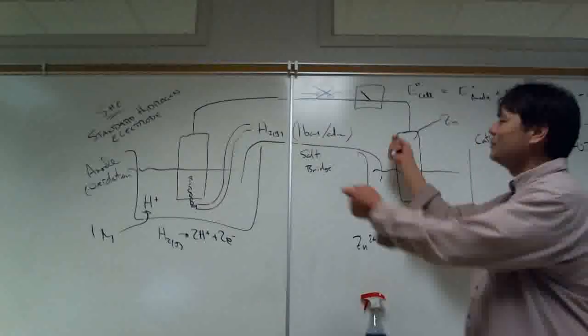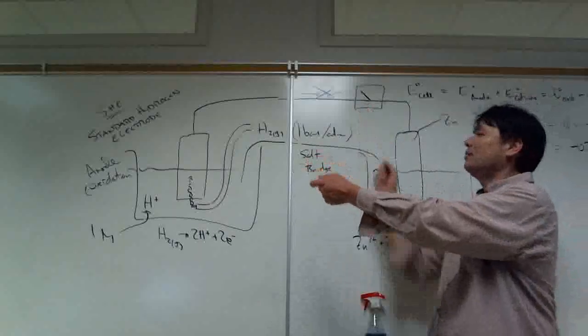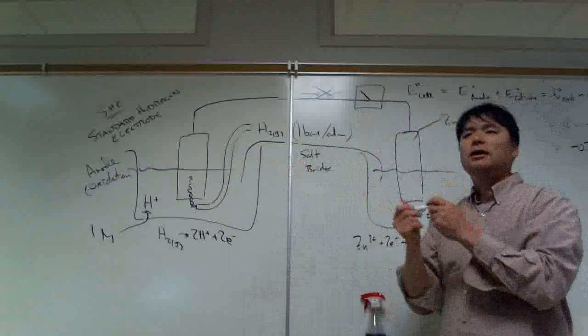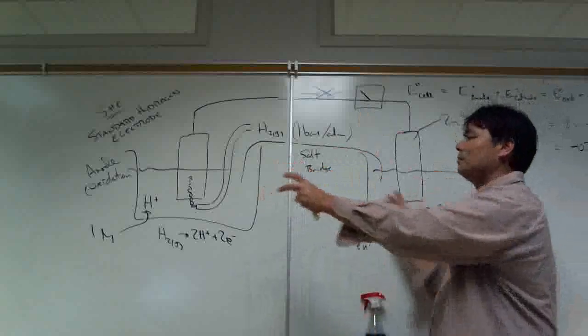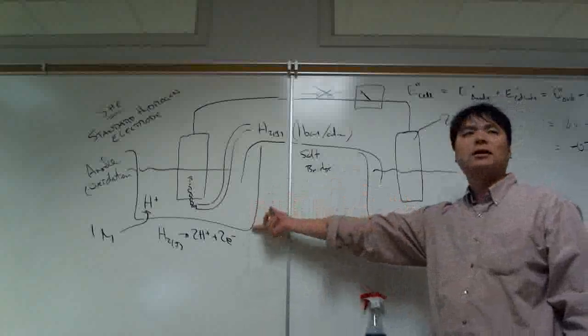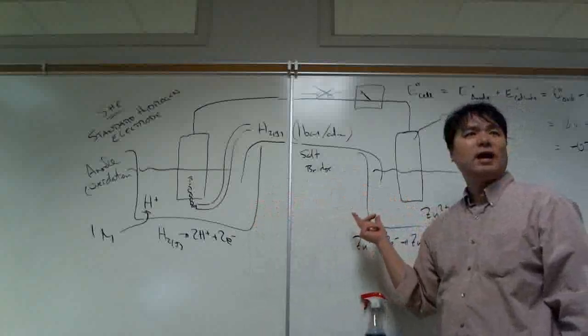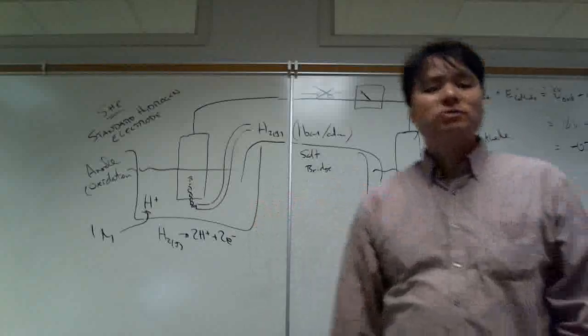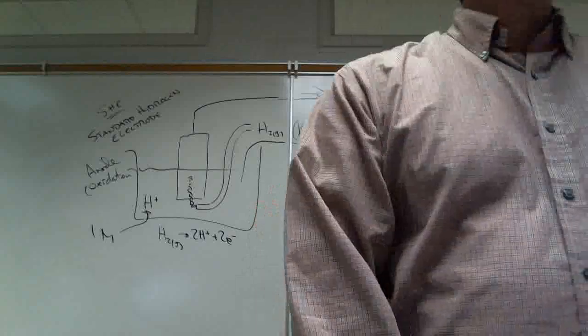When your voltmeter was wrong, what did you do? When you got a negative voltage, you just swapped it, right? And so what we need to do is we need to swap the beakers now. We got to put this beaker on the left and this beaker on the right. And so this is what you do. The voltmeter has a polarity.